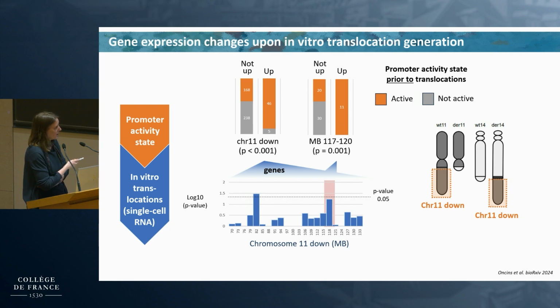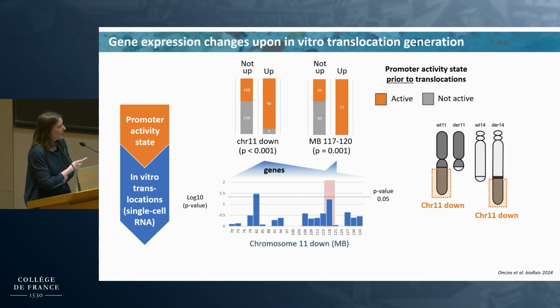So what we did is we took all the genes, either in all the chromosome over here, or only in this specific bin, and we checked their promoter activity prior to translocation generation. And then you can see that if you compare the genes that are not upregulated versus the genes that are upregulated, the genes that get upregulated already are in an active promoter state.